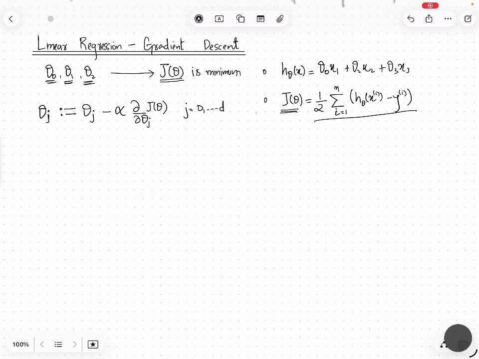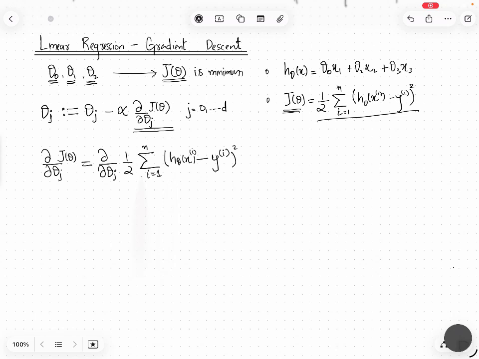So to get the value of this update rule, we need to resolve this derivative of J of theta with respect to theta j. The partial derivative of J of theta with respect to theta j will be equal to, we have written the value of J of theta here, that's our cost function, we need to partially differentiate it with respect to theta j. So we'll write curly by curly theta j of 1 half summation i goes from 1 to n of h theta of x for the ith training example minus y of i, that is the price of the ith training example, whole squared. This is the sum of squared errors of n training examples.